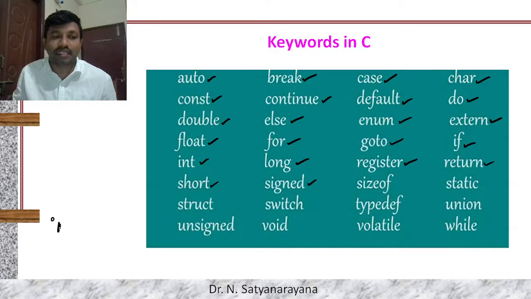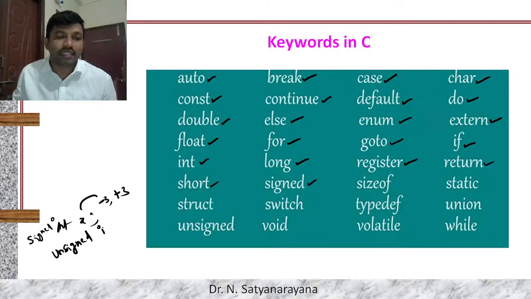For example, if you say int x, x can take positive and negative values. It could be -3 or +3. If you want to restrict the domain of x, you can write like this. By default it is signed, which means a sign is attached. If you want to restrict the domain only to positive values, you can write unsigned int x. So unsigned is also a data type. Unsigned int x means you can give only positive values. Negative values are not allowed.